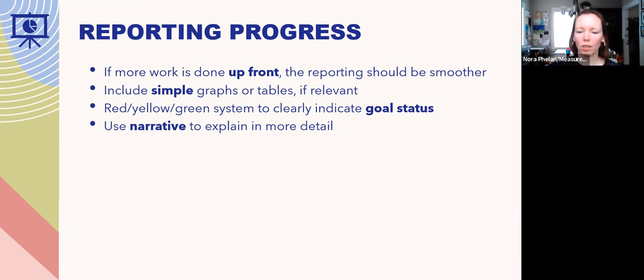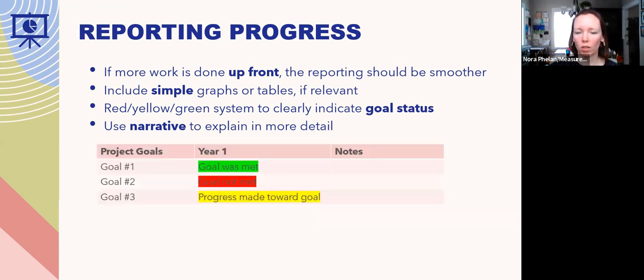The red, yellow, green system to identify goal status. This is just a real simple table that I've seen used to great effect, which is to just list the goals, and then in whatever time frame you're reporting for, use, however you want to present it, a visual color system of goal was met, goal not met, or maybe something in the middle, progress made towards goal. And then certainly have notes and narrative to explain in more detail. We never want it to be this simple of just yes met, no not met.